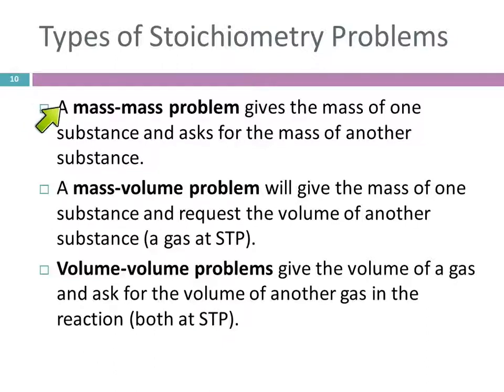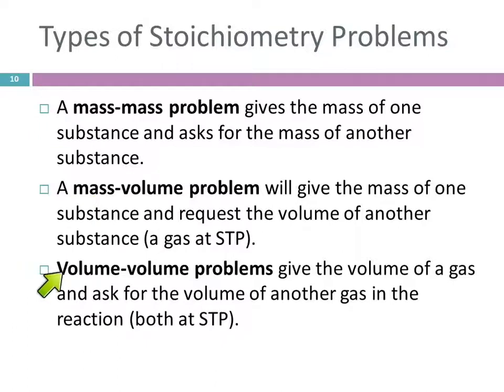The first is called a mass-mass problem. So they give you the mass of one substance and they ask you to find the mass of another substance. Mass-volume, they give you a mass and ask you to find a volume of a gas at STP. This could also be asked the other way around. They could give you a volume and ask you for a mass.